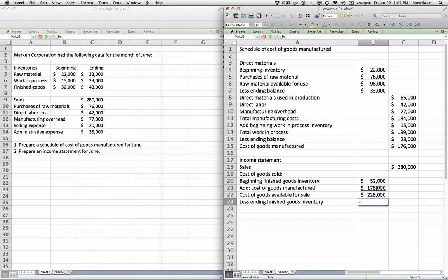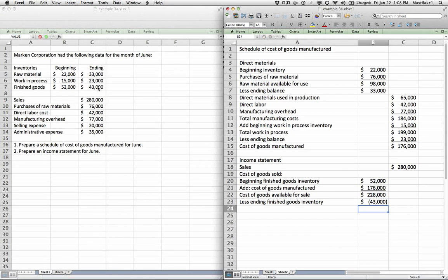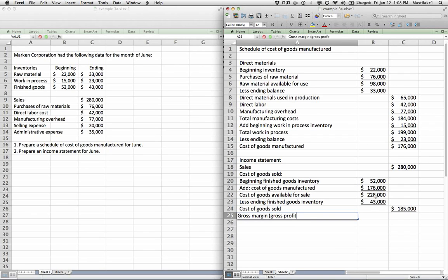Our ending finished goods inventory, of the 228 that was available to be sold, 43 is still here unsold. I'll be consistent, take the minus out. So that means of the 228 that was available and the 43 that's unsold, subtract the 43 from the 228, and we must have sold 185,000. If we subtract that from our sales, we get our gross margin or gross profit of $95,000.